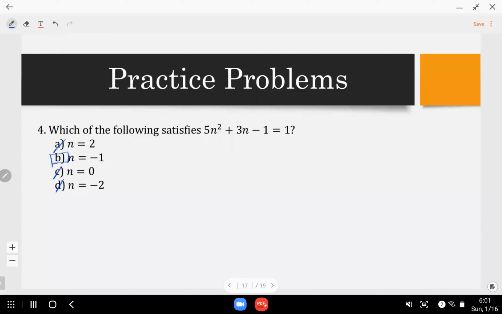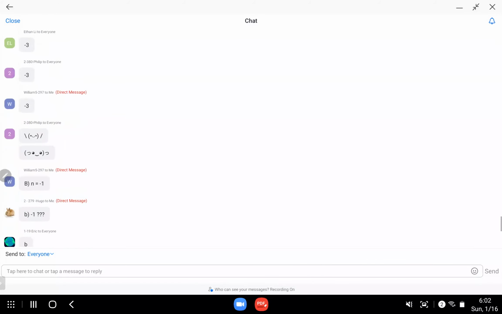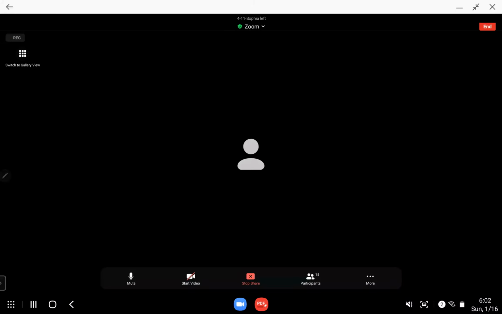Then you can see if you plug it in, 5 times -1 squared, then -3, minus 1 is equal to 1. We get 5 minus 3 minus 1 is the 1, and that is correct. All right, very good. That is correct answer, B, and a lot of people got B, if not almost all of them. Almost all of you answered, and all of you that answered got it correct. Very good.